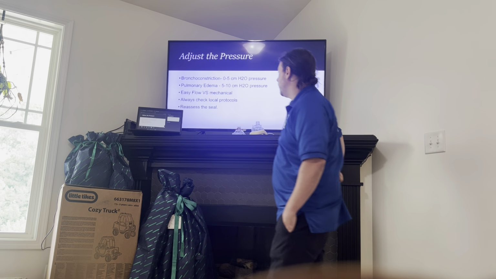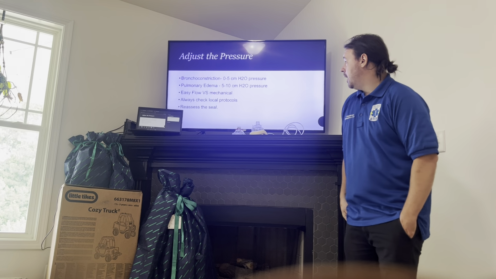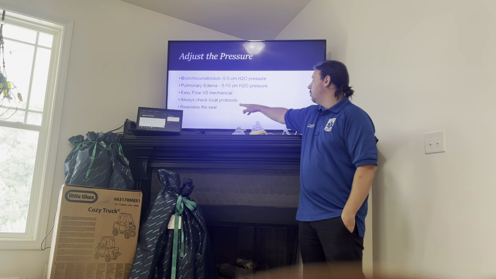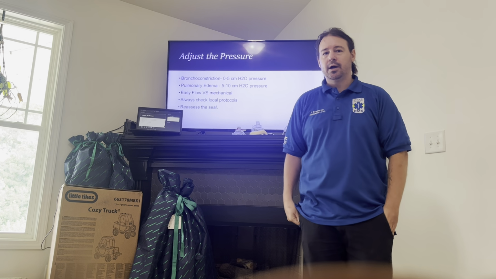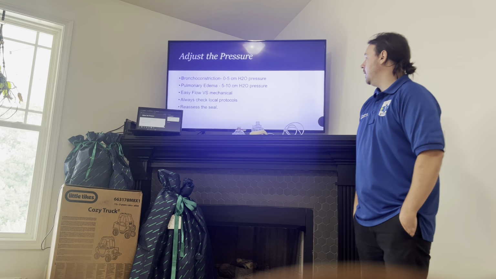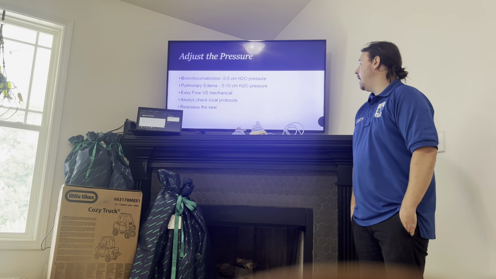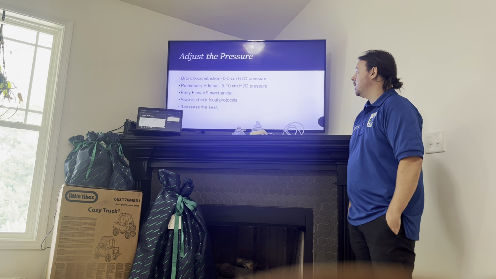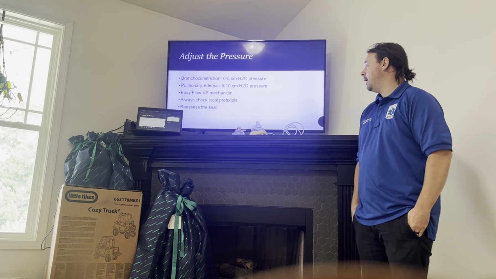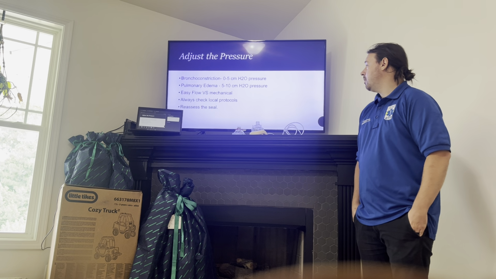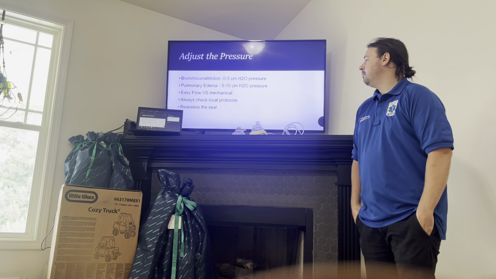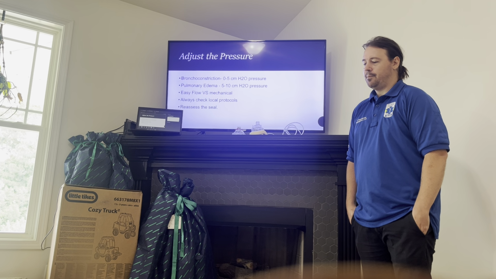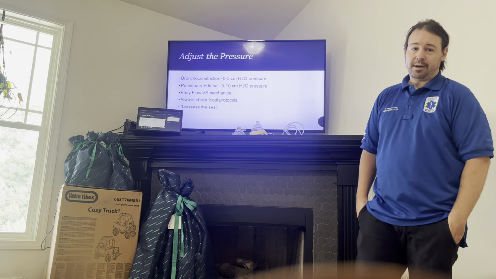Adjust the pressure, okay? This is something that, again, we always want to check our local protocols. But a typical rule of thumb for bronchoconstriction would be 0 to 5 centimeters water pressure is what you'll set the CPAP at. For pulmonary edema, we're usually at 5 to 10. And this is going to be set to an amount where you see the benefit for the patient.